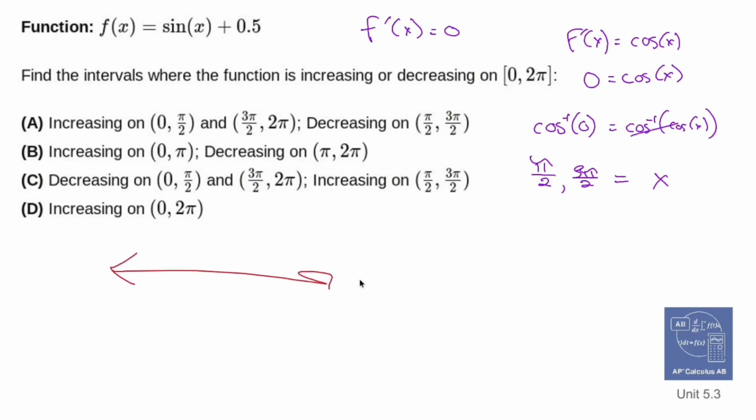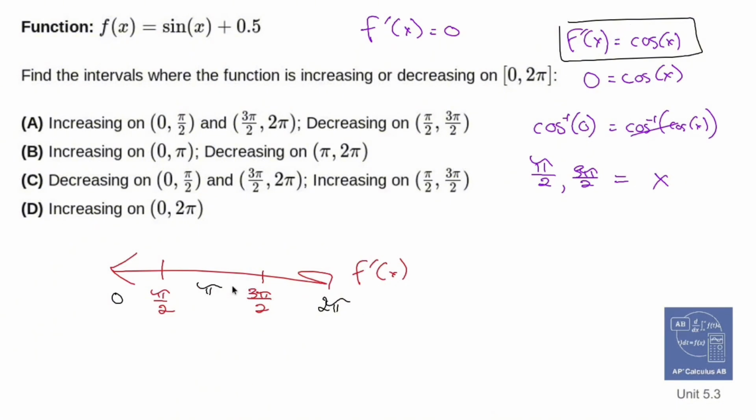So here's my f prime of x. I'm stopping at 0, but I'm allowed to include 0, so that's nice. I have pi over 2, I have 3 pi over 2, and so I'm going to choose these numbers to plug into my derivative, of course being cos x, to see what type of value I get. So I'm going to plug in 0 because I'm allowed. I'm going to plug in 2 pi because I'm allowed, and it's going to give me the same exact thing. And I'm going to plug in regular pi because it's nice and snugly in between.